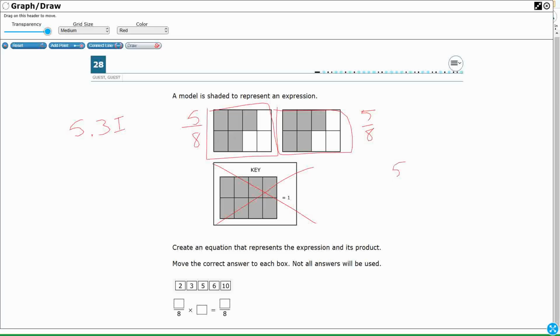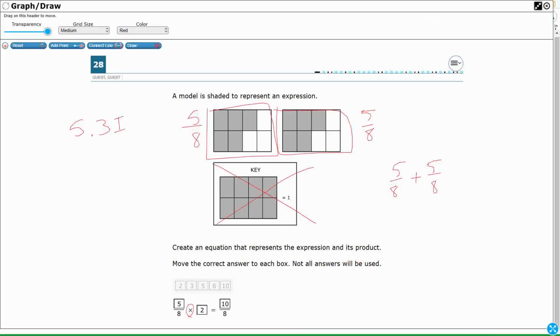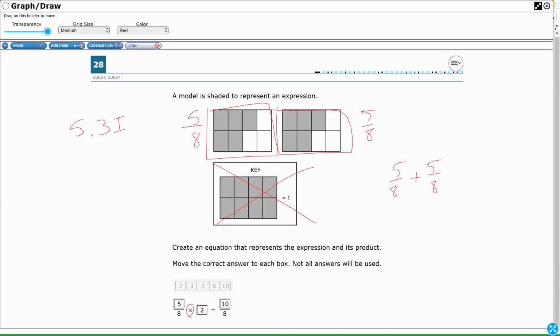I could say 5/8 plus 5/8, but I need to use multiplication. So I need to think of multiplication as repeated addition, which means I've got 5/8 times 2, or I've got 2 sets of 5/8. And then what that means, how many 8s do I have altogether? Well, 5 and 5 is going to make 10, because 5 times 2 makes 10. So 5/8 times 2 equals 10/8.